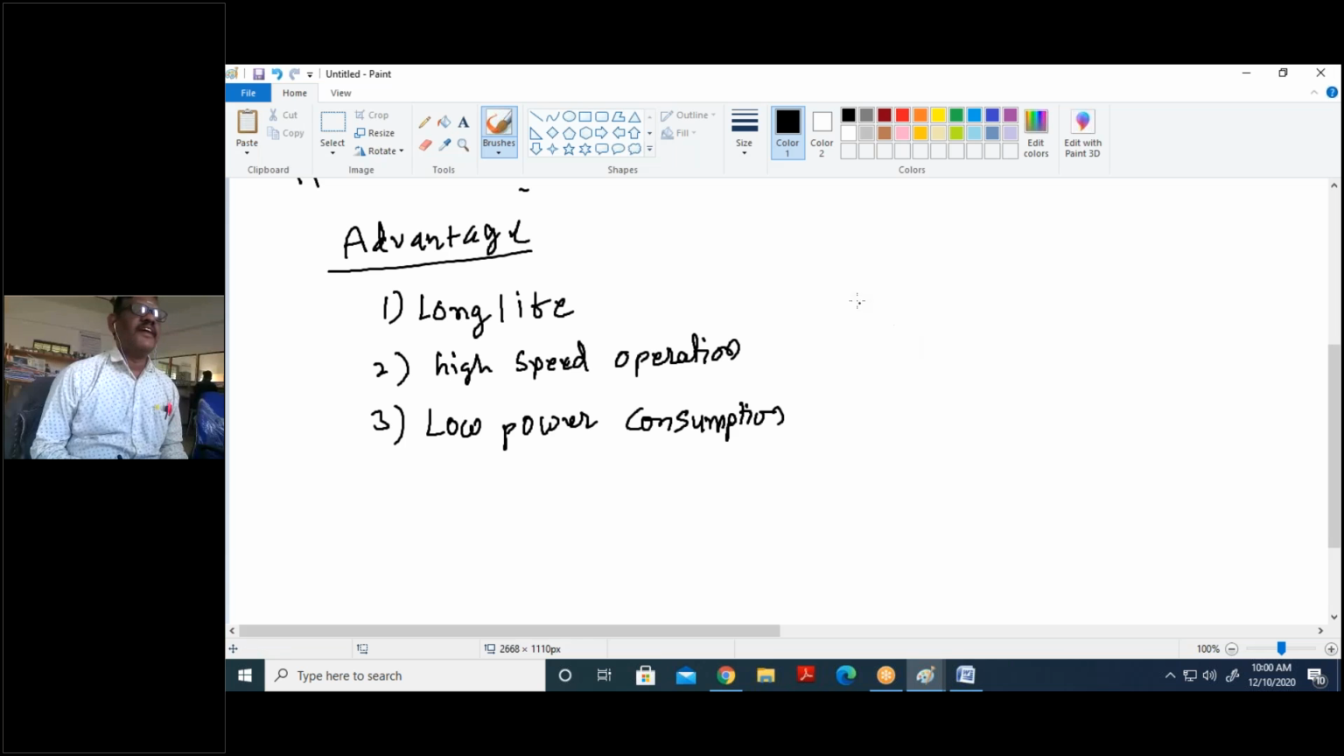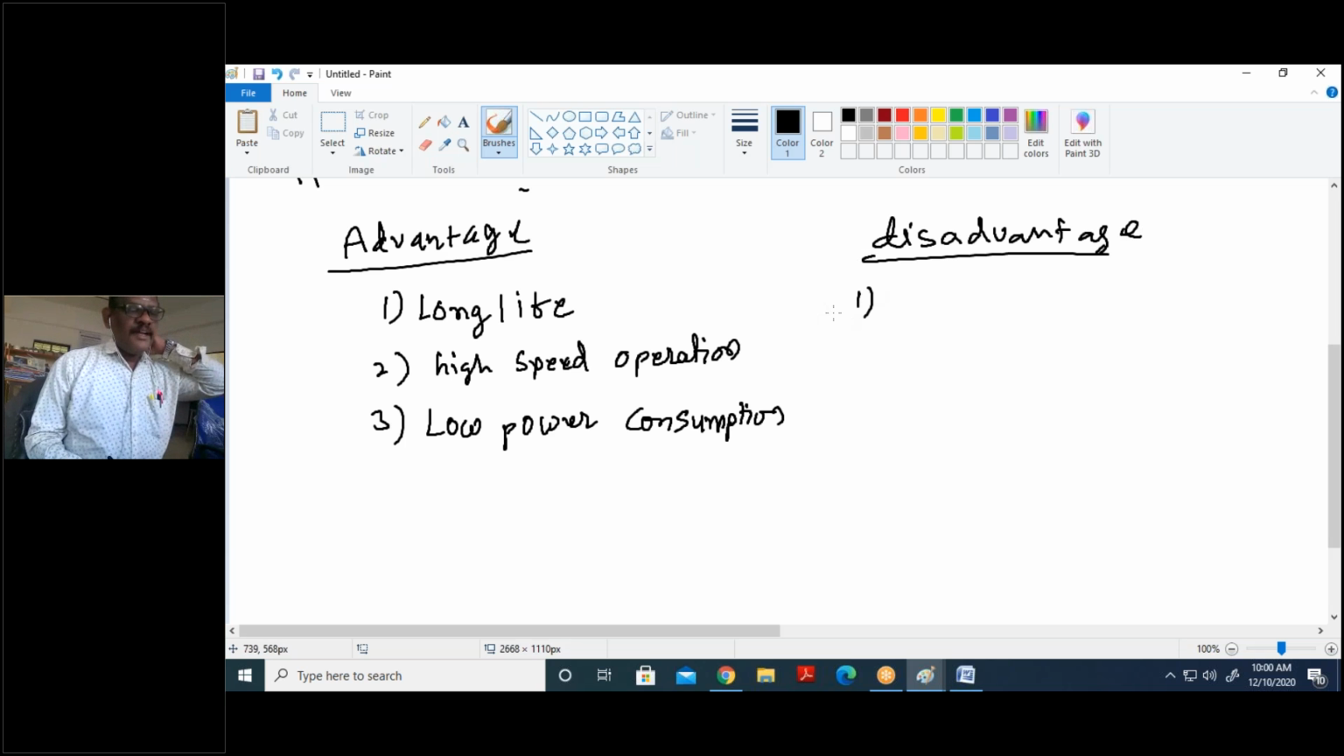And disadvantages. First point, tunnel diode cannot be fabricated in large numbers.